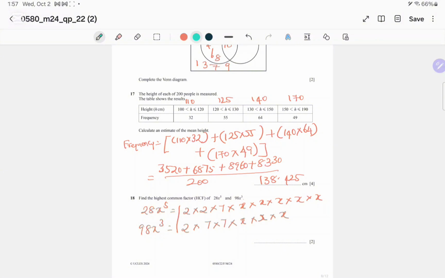One minute, I will change the color. This one, 1 2, 1 7, okay, and 1x, 2x and 3x. So it is 2 into 7 into x into x into x. Am I right? So the answer is 2 into 7, 14, 3 x's, so 14x cube. Am I right? It is 14x cube.